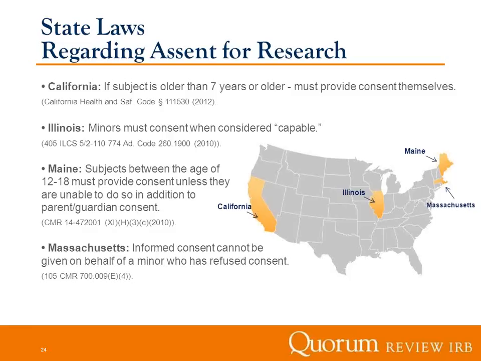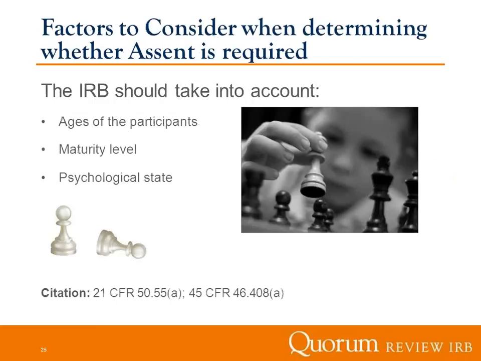And then in Massachusetts, informed consent cannot be given on behalf of a minor who has refused consent. So that might be more restrictive. Even in the case where there's a possible benefit, if they've said no, under Massachusetts law, you can't enroll them in the research. The factors that the IRB should consider when determining whether assent is required is the age of participants. So you saw some state law actually specifically calls out ages where assent should be required. And also the maturity level and the psychological state of the individual subjects that might be enrolled in the study.